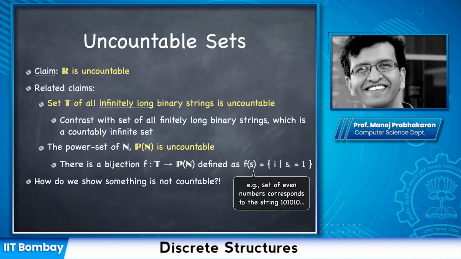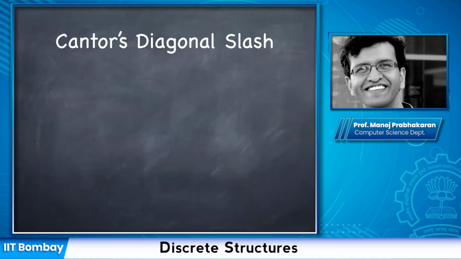By the way, this was the explanation of what this bijection between T and Pn is doing. Okay, so how do we show something is not countable? There's a remarkable, seemingly simple, but very counterintuitive, at least at first sight, argument which can be used to show that something is not countable. Let's actually see this. It's a short proof. It's in a slide. I'm going to prove that the power set of natural numbers is uncountable.